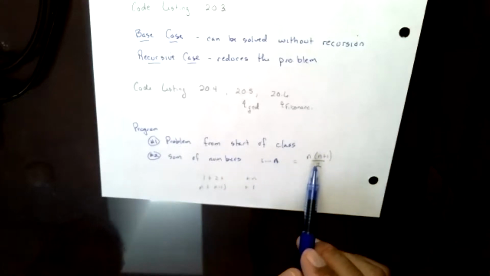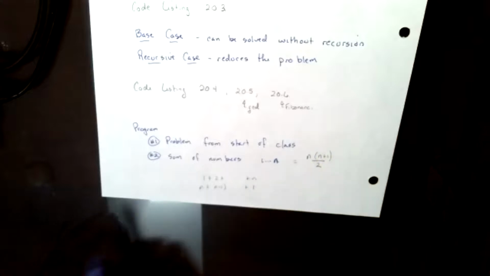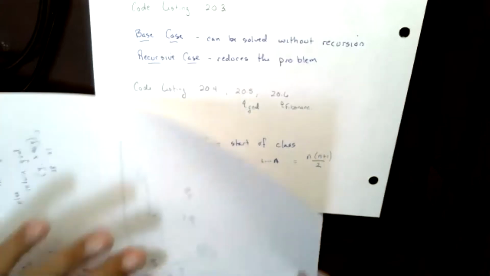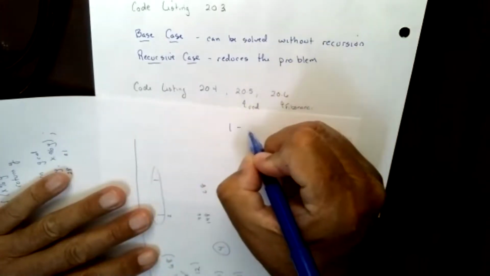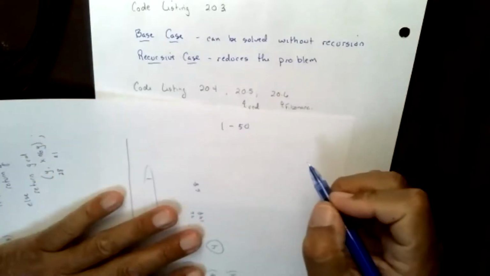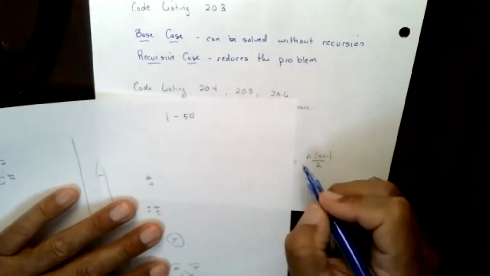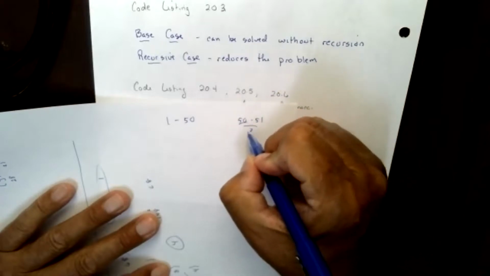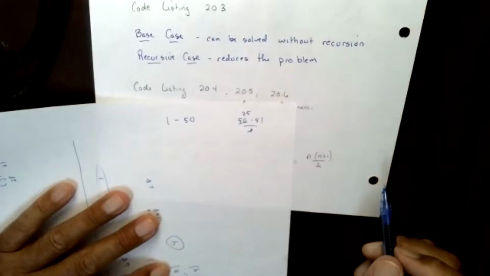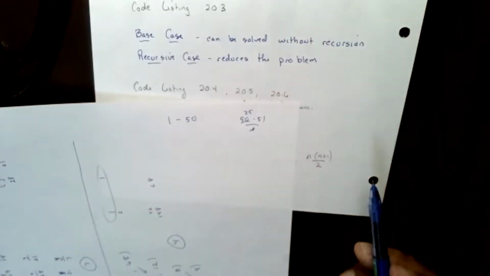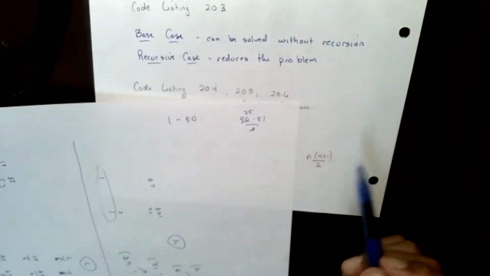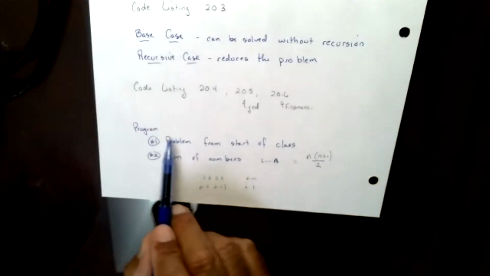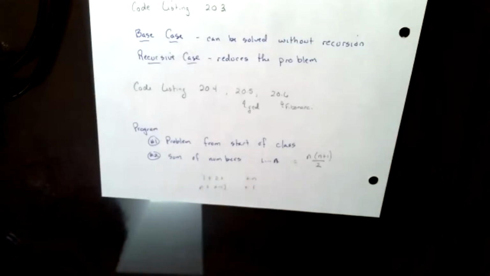For example, does anybody know n times n plus 1 over 2? So if I said, add up the numbers from 1 to 50, what do you get? Well, there's this formula. It's 50 times 51 over 2, or 25 times 51 would give you the answer. Guess we didn't know that formula. Anyhow, what I want you to do is to write these 2 programs.